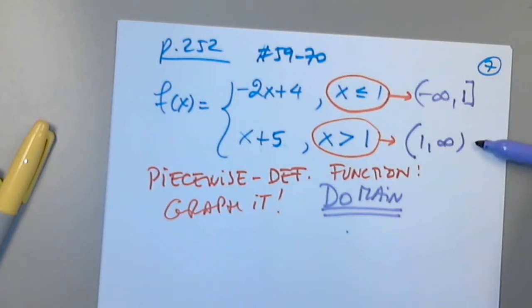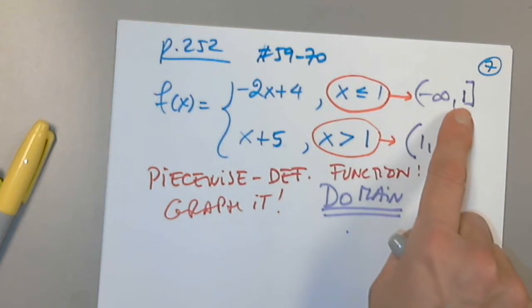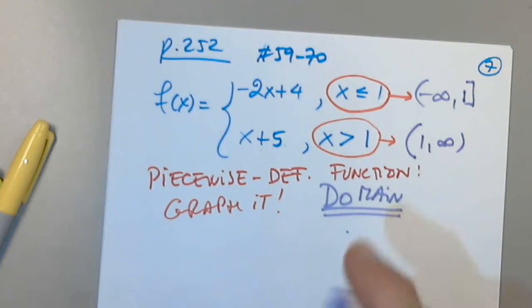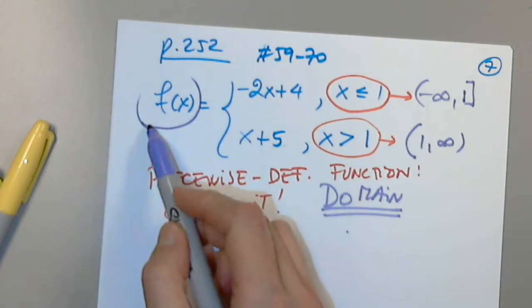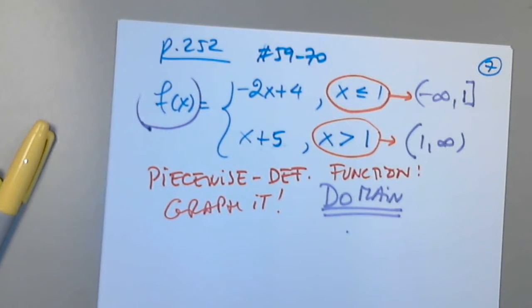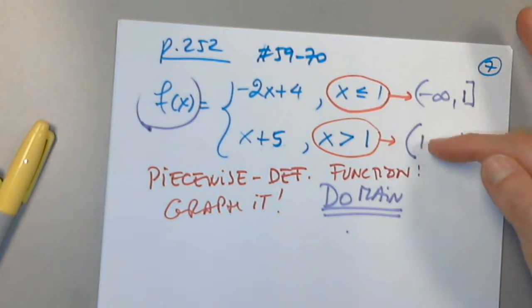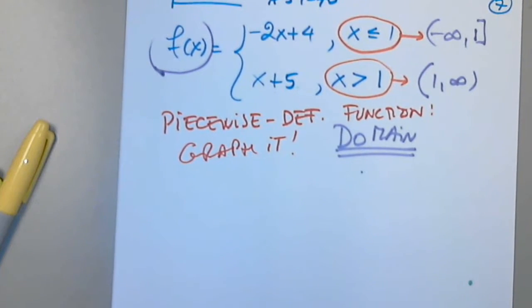Now let's look at this and this. I know this is defined here. This is defined here, but I'm interested in the domain of f. I'm not interested in the domain of each piece. I'm interested in the domain of the entire function. So let's take a look. What will be the domain? By simply looking at these two, you will be able to identify the domain.